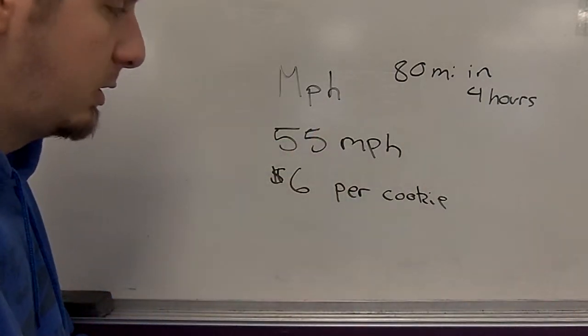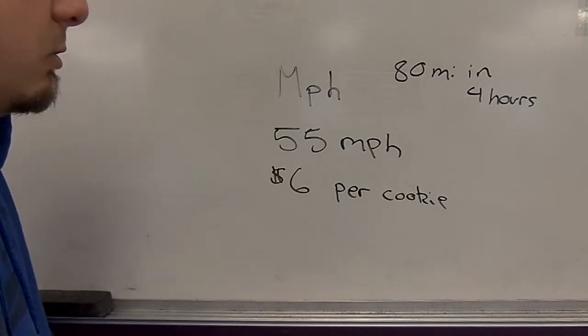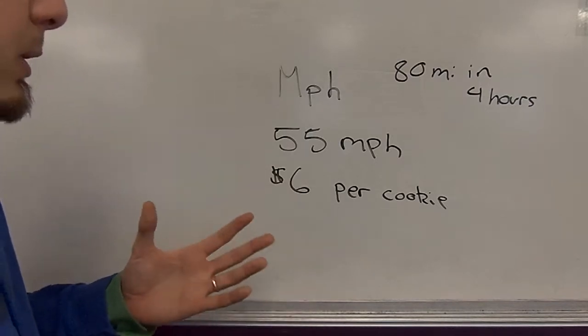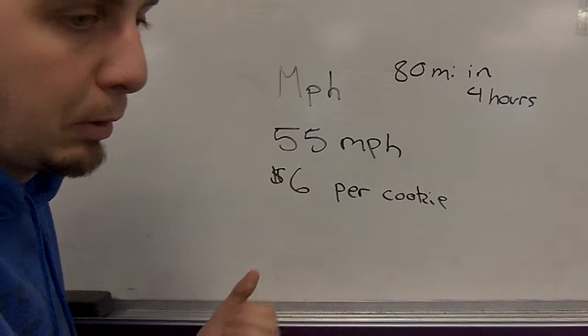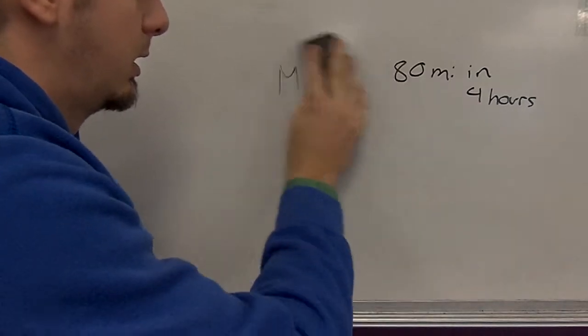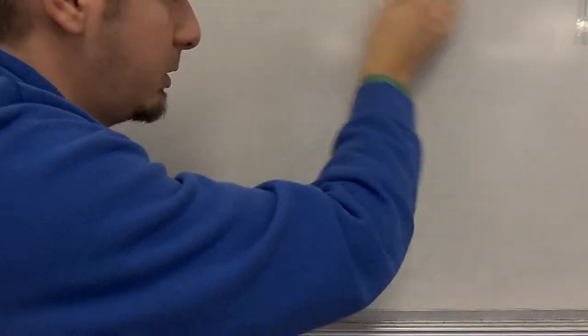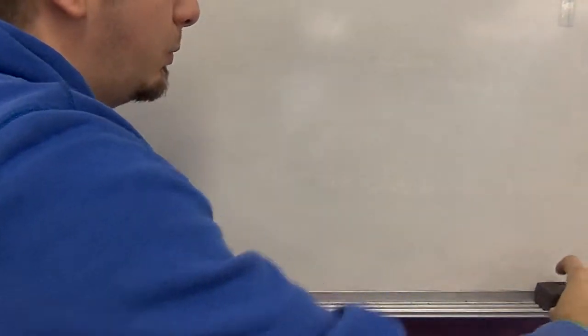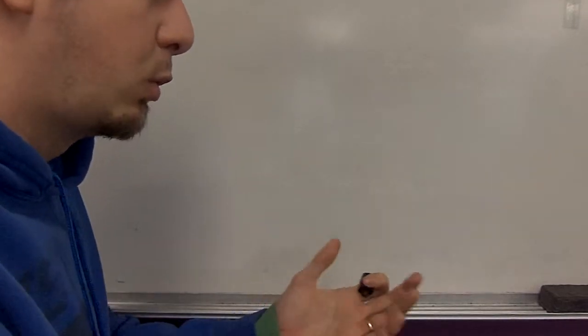Okay, so typically with a unit rate, you'll hear the word per, and you'll say something per hour, per cookie, per bag. So we're talking about one unit. When we are asked to find the unit rate of something, we want to know how many per one.